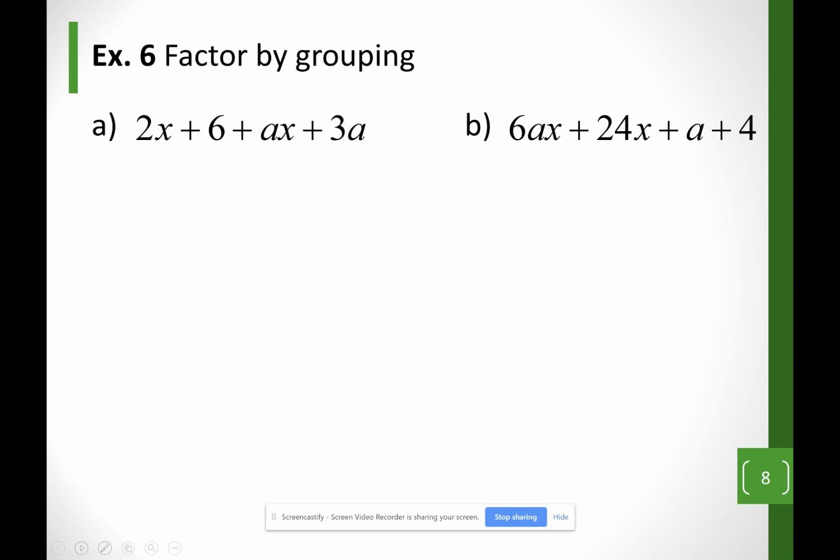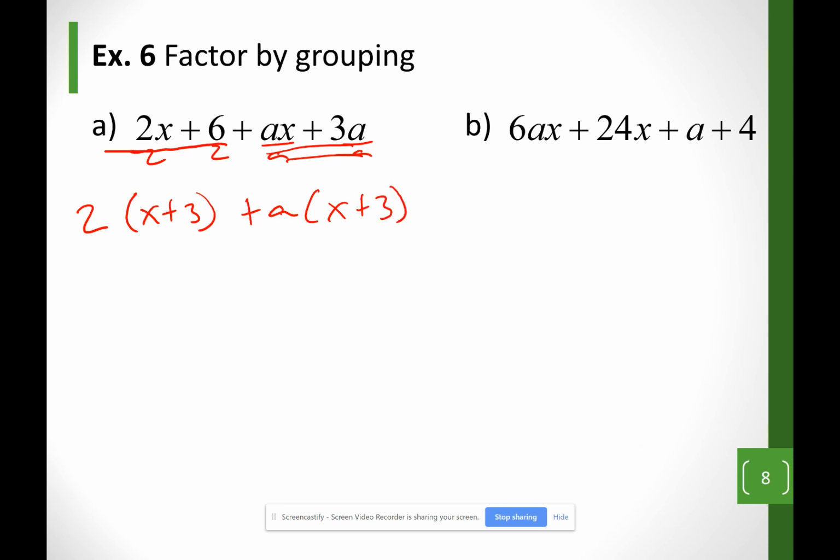Now here, factor by grouping, every time we have 4 terms, we're going to do factor by grouping. I'm going to be looking at the first 2 terms only. The greatest common factor of that one is 2. So I'm going to factor out a 2, divide each by 2, and you should get x plus 3. Now, on my last 2 terms, let me factor out a positive a out. That's my greatest common factor. Divide each of these by a, and you should have x plus 3. Now, it looks like a previous slide. I'm going to factor an x plus 3 out of each, and I'm going to have 2 plus a.